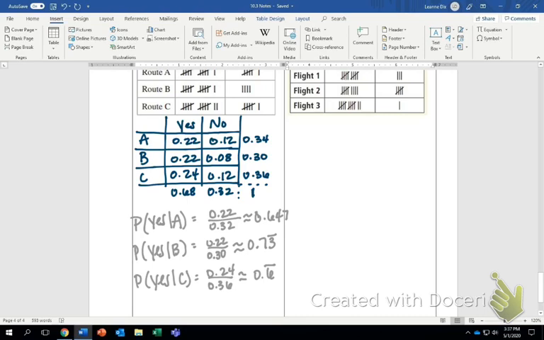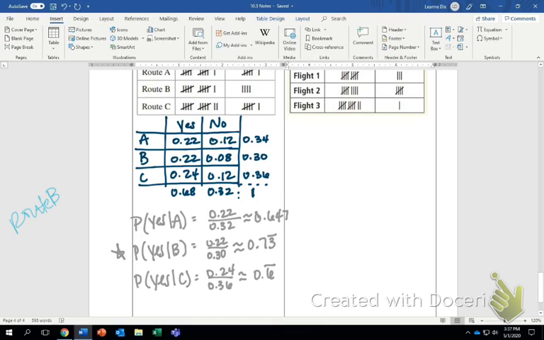So when he takes route A, he only has a 64.7% chance of reaching his goal. When he takes route B, he has a 73% chance of reaching his goal. And when he does route C, he has a 66.6% chance of reaching his goal. So we can see that the most reliable route is route B. So we would say our answer is route B.